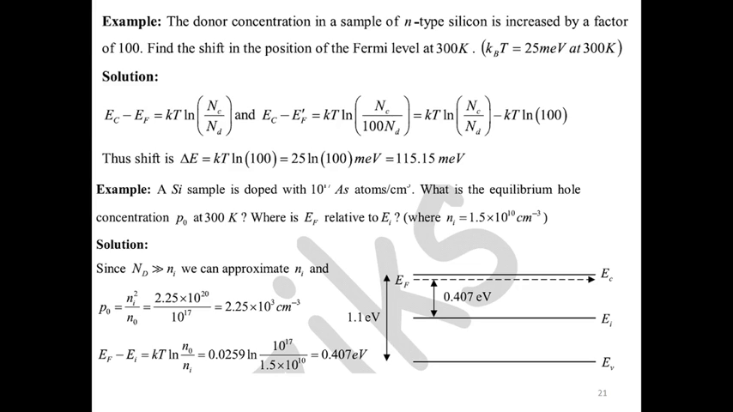Do the calculation, actually write it in the notebook. Then we will go to the next numerical. A silicon sample is doped with 10 to the power 17 arsenic atoms, meaning again the donor impurity is there, and it is an n-type semiconductor. Then we have to calculate the equilibrium concentration of holes, and we also have to calculate EF relative to EI, meaning the Fermi energy level relative to the reference level.